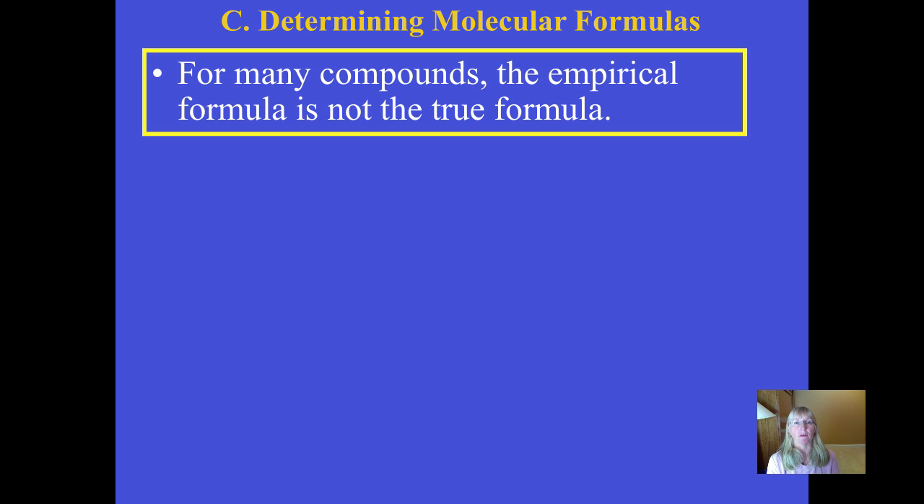Remember, the empirical formula is not the true formula of a compound. Typically, a lot of compounds are, like water, for example. H2O is both its molecular and its empirical formula, because you can't reduce a 2-to-1 ratio down to another small whole number ratio. But for example, we learned that benzene, C6H6, is its molecular formula, but its empirical formula is simply CH, because a 6-to-6 ratio is the same as a 1-to-1.